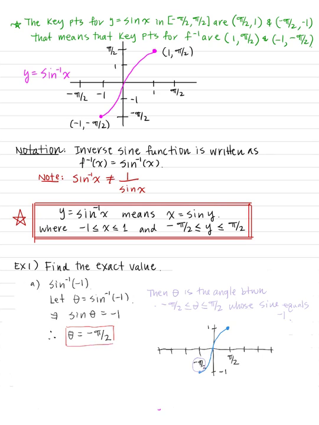Which means that our theta was exactly sine inverse of -1. So therefore, the exact value for sine inverse of -1 is -pi/2. And that's going to be our final answer.